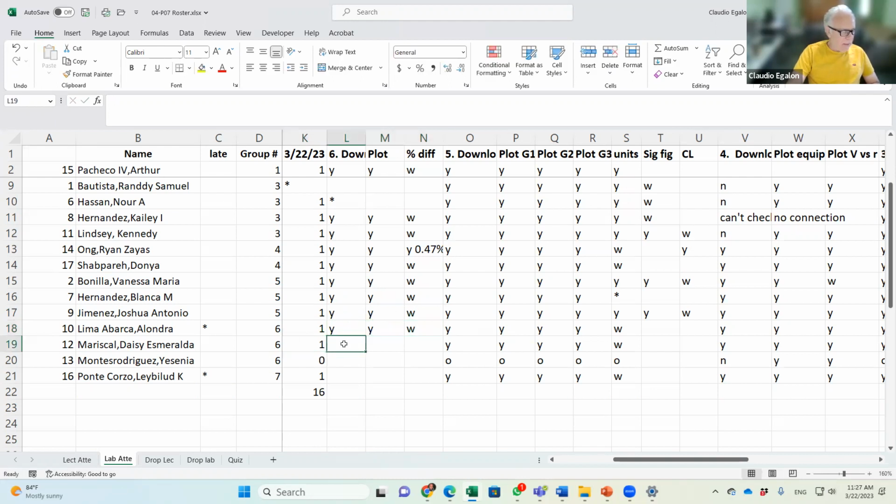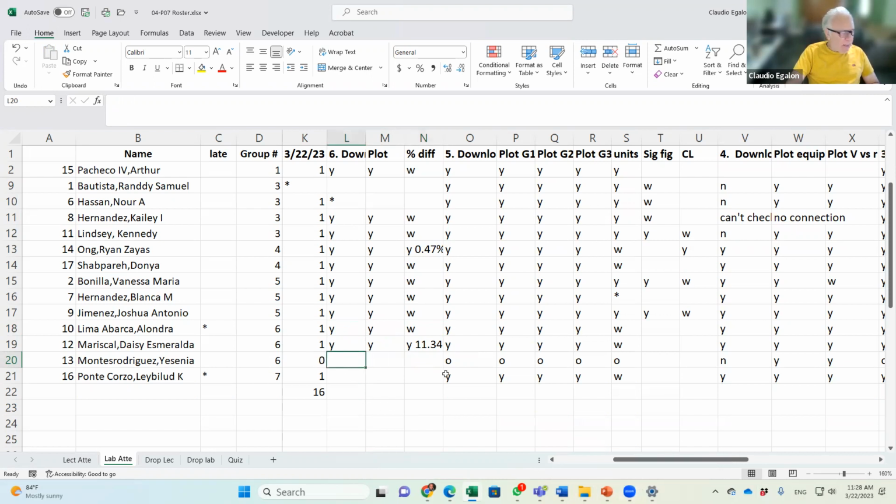Okay. Did you download the spreadsheet, Daisy? Okay. Did you plot the graph? Oh, 11%. Okay. So you got a difference of 11%, huh? 11.34%. Okay, you're group number 6. Okay, I'll check that. 11% seems a little bit high for this type of experiment, but I'll check it.